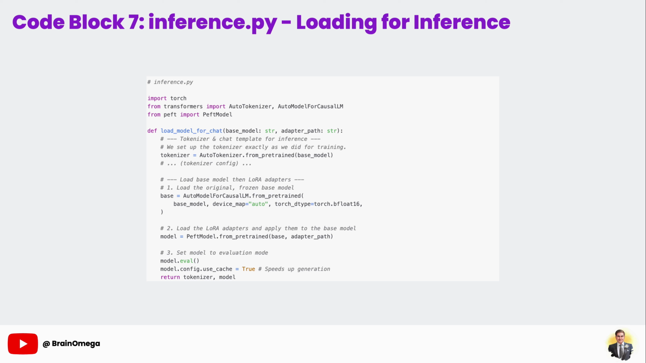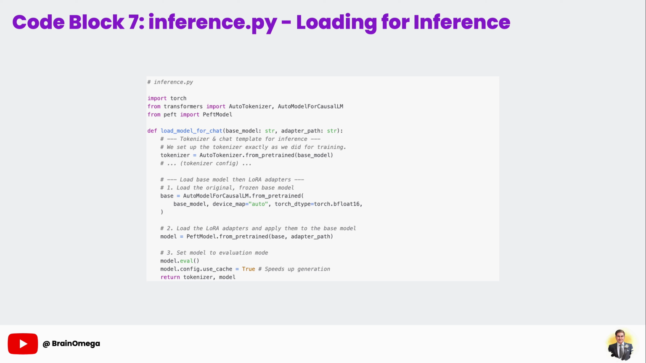First, we load the original massive frozen base model, just like we did before training. Second, we use PeftModel.from_pretrained. This function takes the base model and the path to our saved adapter directory, and it loads our small, fine-tuned LoRA weights and merges them into the base model's architecture. We now have a single model object that has the full power of Llama 3 combined with the specific alignment we taught it during DPO training.